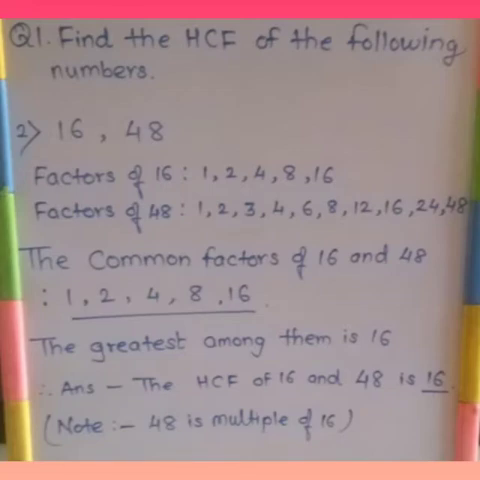Factors of 16: 1, 2, 4, 8, 16. The factors of 48: 1, 2, 3, 4, 6, 8, 12, 16, 24 and 48. The common factors of 16 and 48: 1, 2, 4, 8 and 16. The greatest among them is 16. Therefore, our answer, the highest common factor of 16 and 48 is 16. Note here, 48 is a multiple of 16.